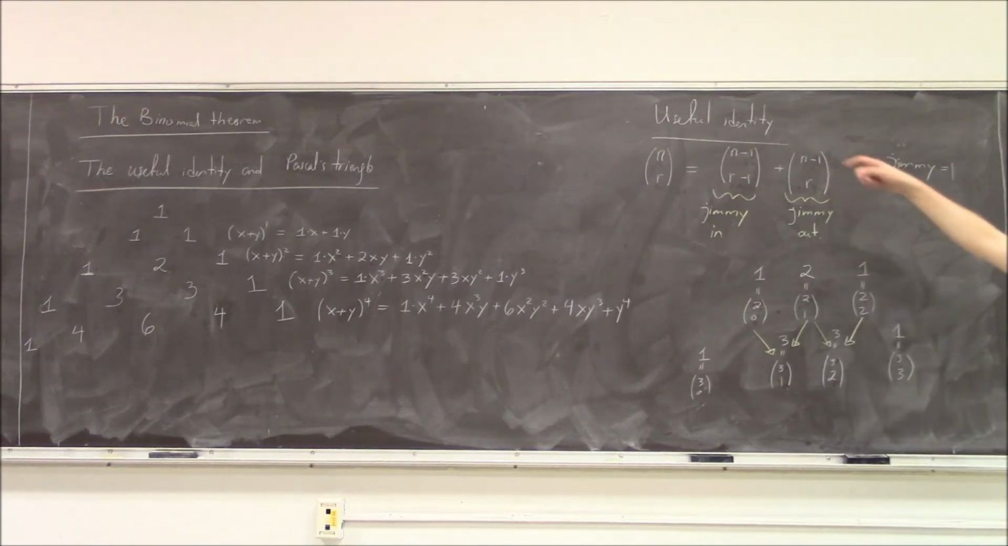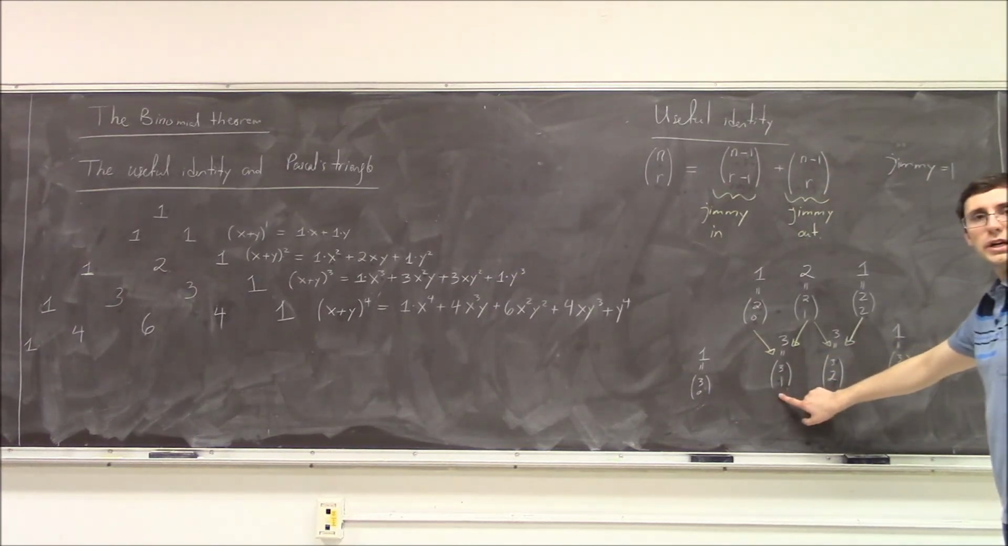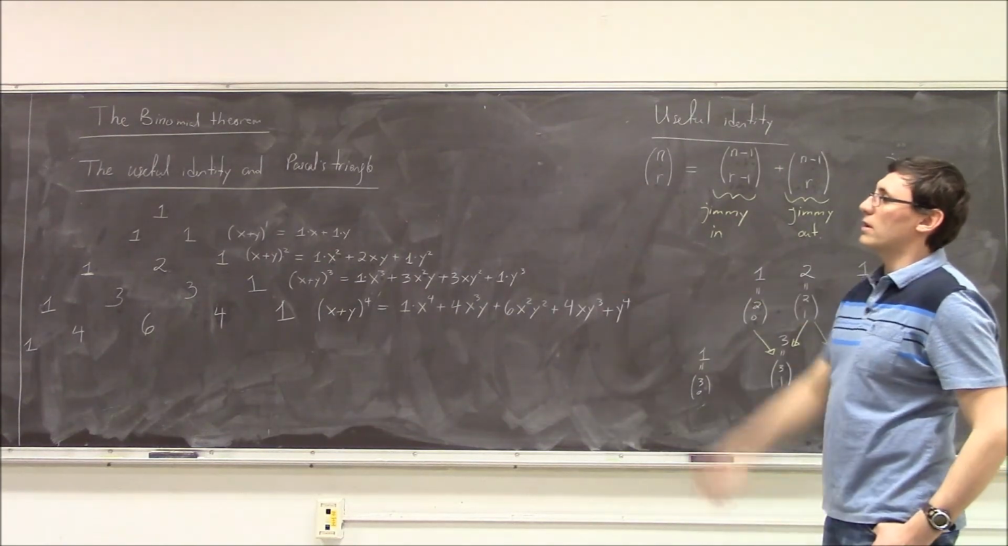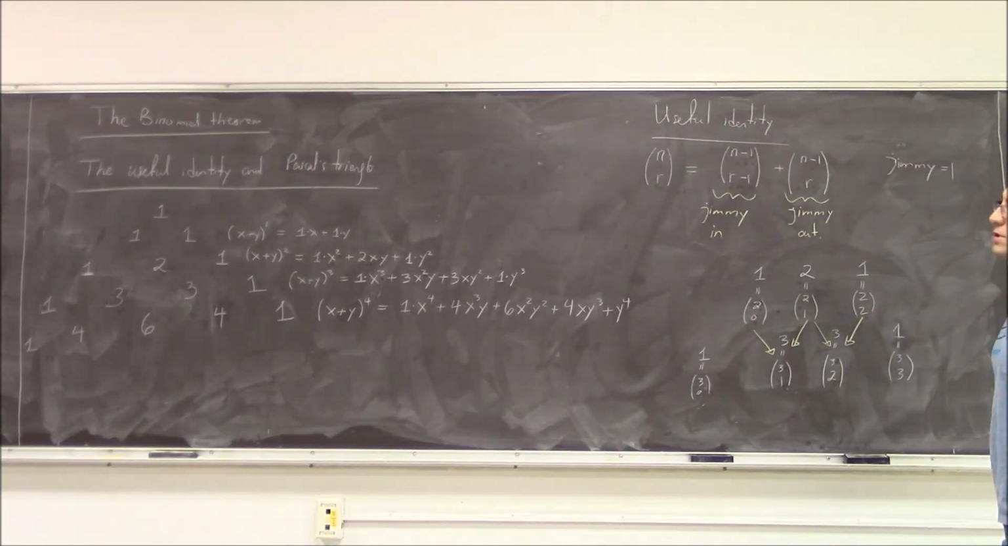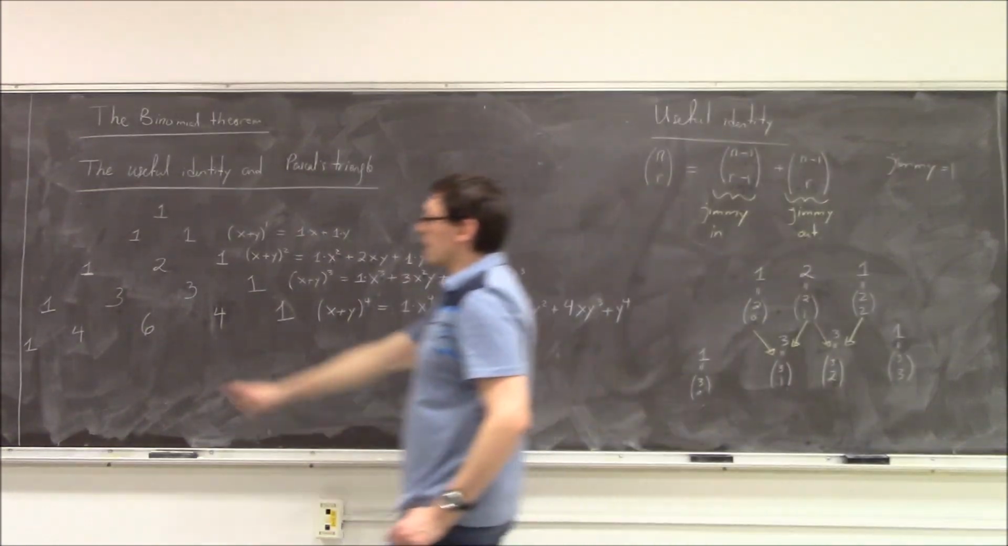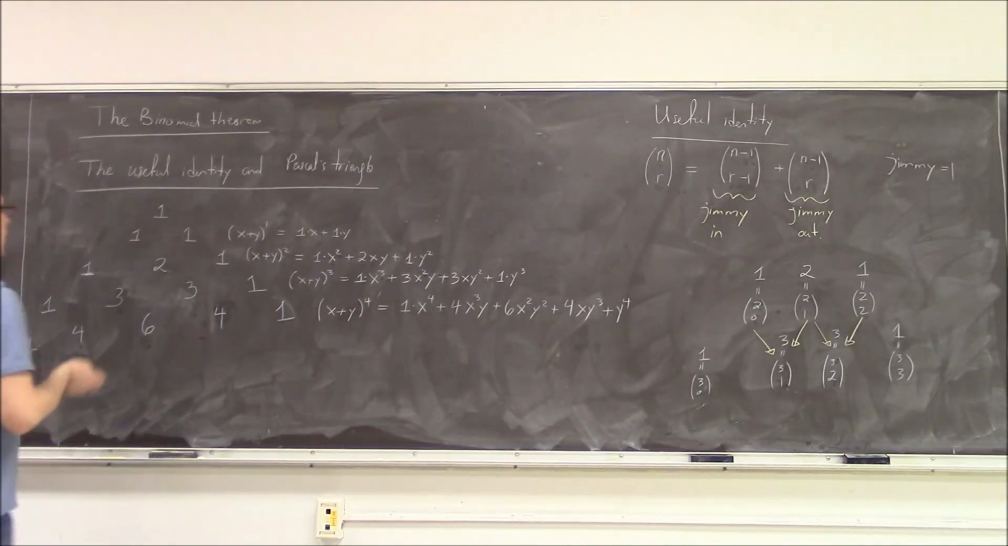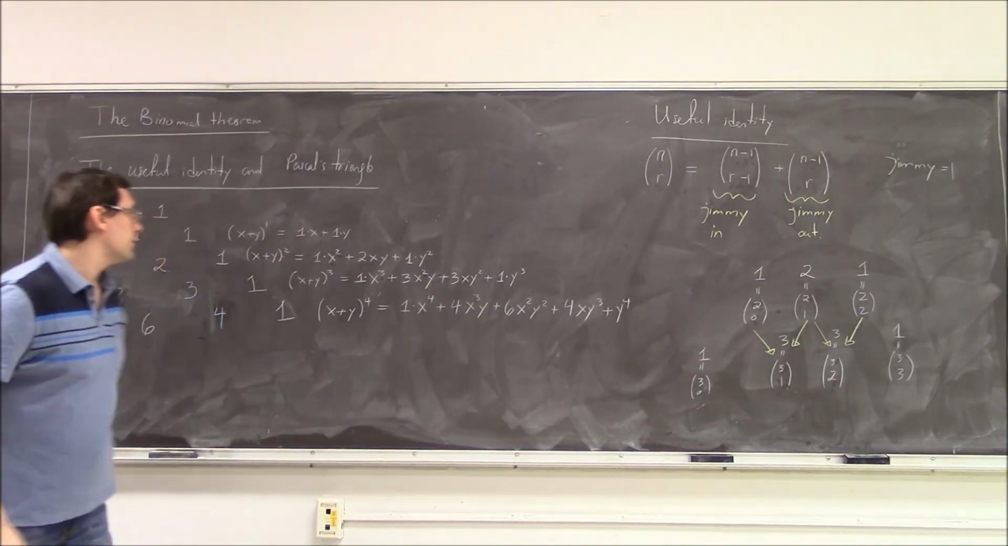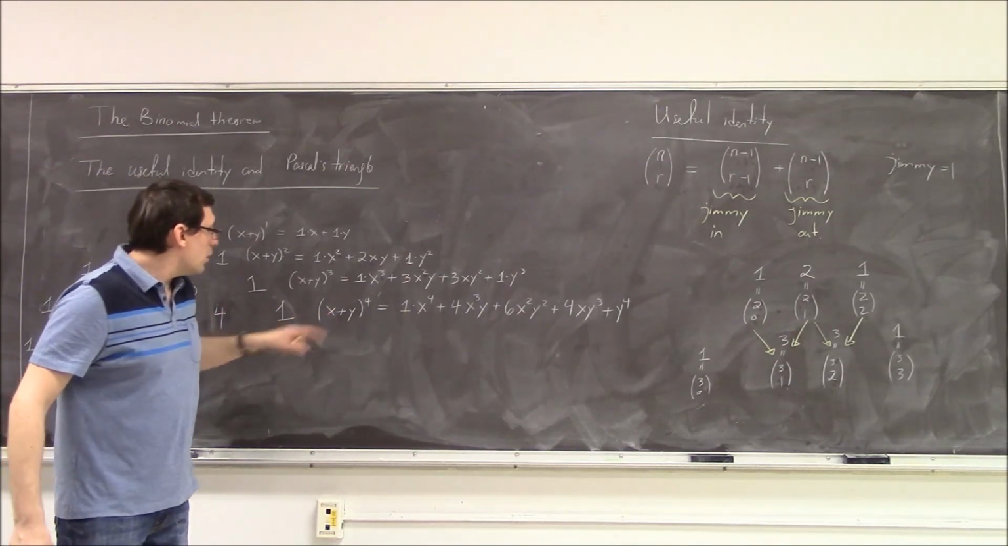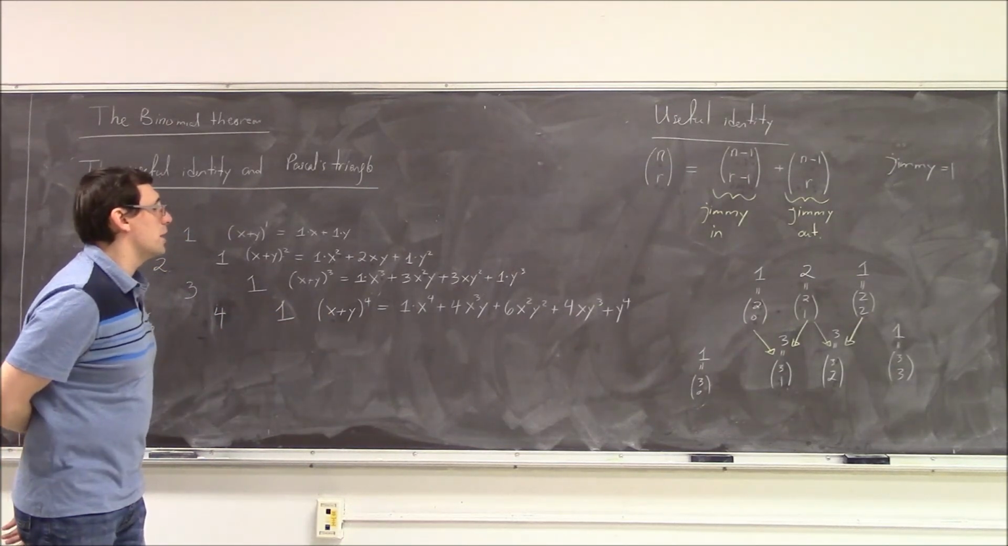So you can see that the Jimmy formula allows us to very quickly, recursively calculate the coefficients of n choose k. So we also have the n choose k for each k here, and the coefficients of the expansion of x plus y to the nth power.